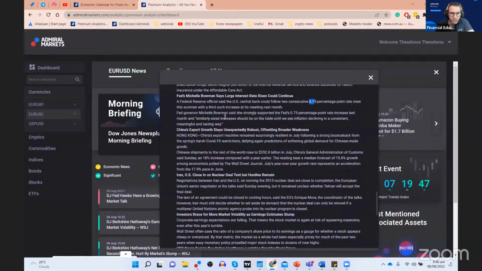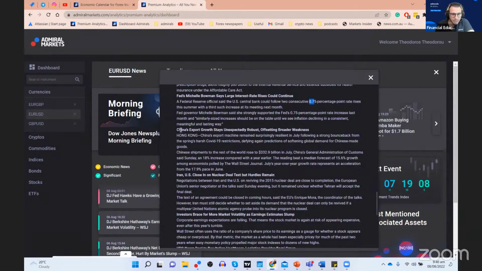Fed Governor Michelle said she strongly supported the Fed's 0.75 percentage point rate increases last month, and similarly sized increases should be on the table until we see inflation decline in a consistent, meaningful, lasting way. So guys, you understand they want to keep increasing the rates until they see inflation meaningfully decline. So we will see how far they are willing to go, and for how long.